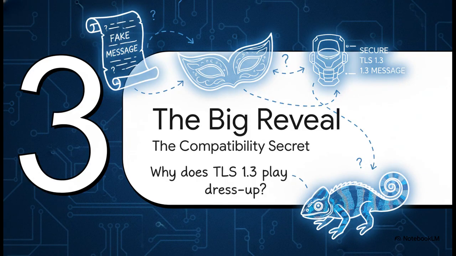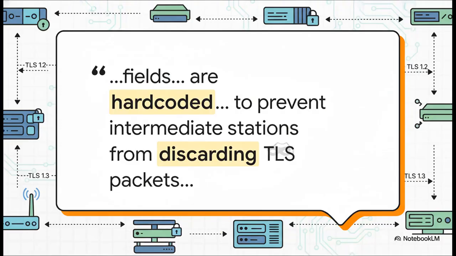Okay, so we have a fake message from the past and a real, super secure message locking things down in the present. It's time to connect the dots and finally reveal the secret behind this whole elaborate act. Why does TLS 1.3 play dress up? The reason for this whole disguise is spelled out perfectly right here.